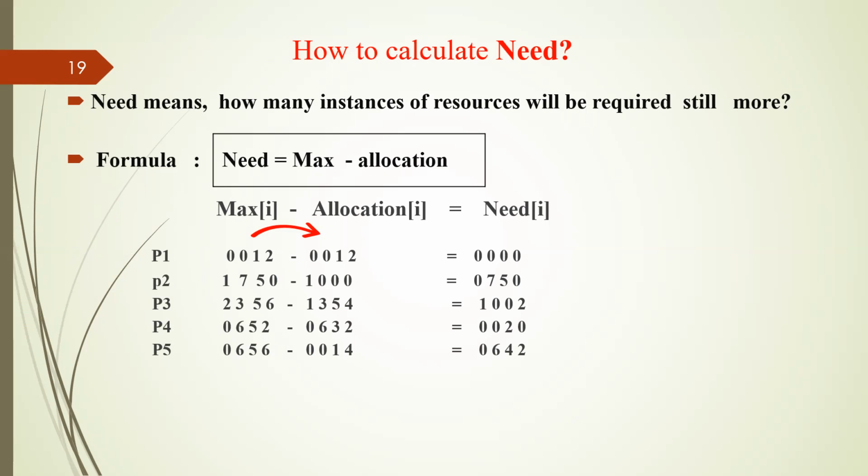Take the process P2. Maximum is 1750. Allotted is 1000. Just subtract. 1 minus 1, 0. 7 minus 0, 7. 5 minus 0, 5. 0 minus 0, 0. Similarly, P3: 2, 3, 5, 6 minus 1, 3, 5, 4. 2 minus 1, 1. 3 minus 3, 0. 5 minus 5, 0. 6 minus 4, 2. Similarly, P4 and P5. So we have calculated the need matrix. Do you understand how I calculate the need?